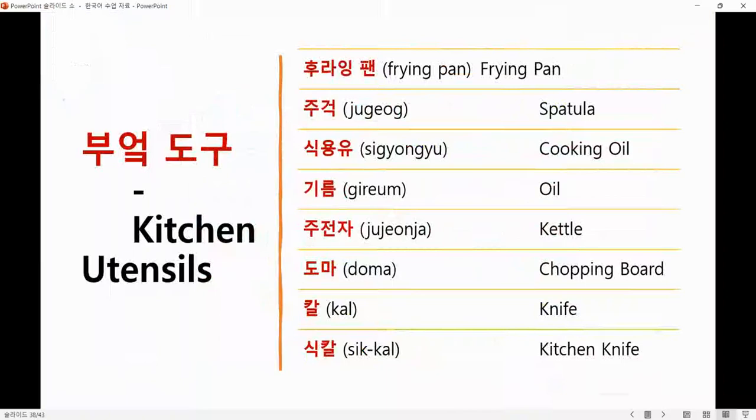Now 주전자. But before going to 주전자, I'll tell you something. 기름 also can be the oil from your skin. Okay, if you have so much oily skin, so 기름 can be any kind of oil, but we cannot use the gasoline, engine oil, or oil from our body. We have to use the cooking oil.